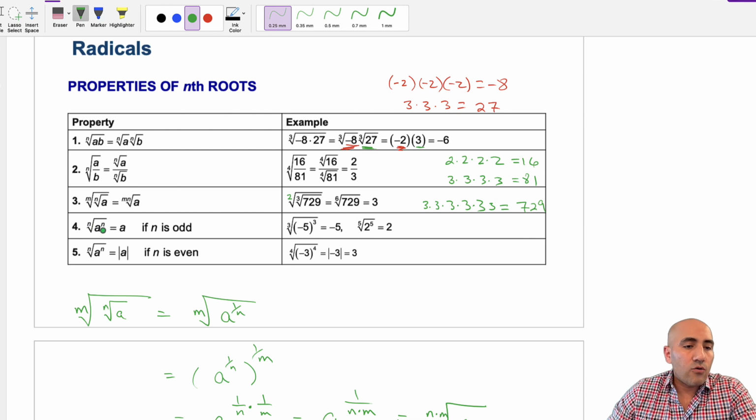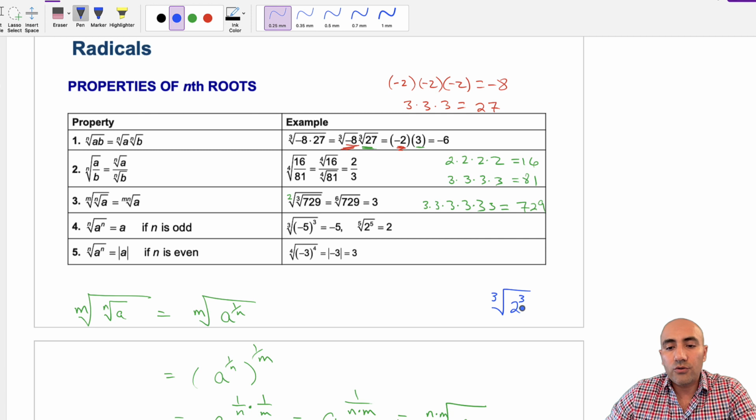Okay, so now the next property. The nth root of a to the n is equal to a, right? So this is kind of saying these two things undo each other. If I have, let's come over here, the third root of 2 to the third power, right? 2 to the third power is 8. The cube root of 8, well, it's 2. So you can also say that these two things kind of undo each other.